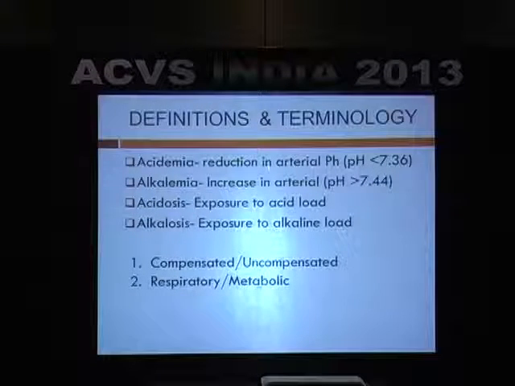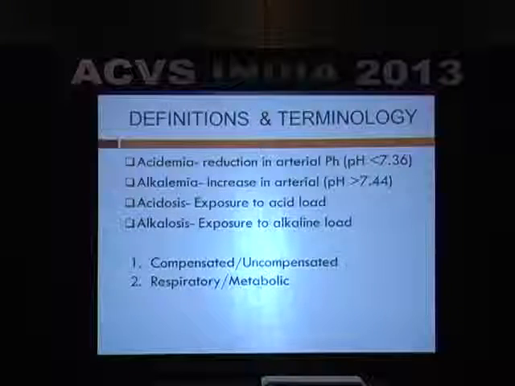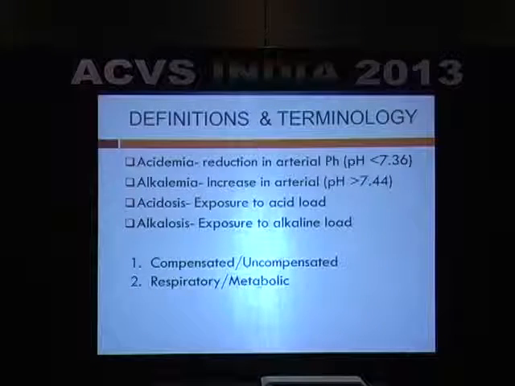Acidemia means that there is a reduction in the arterial pH below the normal levels. The normal level of the pH is 7.36 to 7.44. Different books give different reference ranges. Some books give the reference range 7.35 to 7.44, but most of them say that any pH less than 7.36 is acidemia, and any pH more than 7.44 is alkalemia.